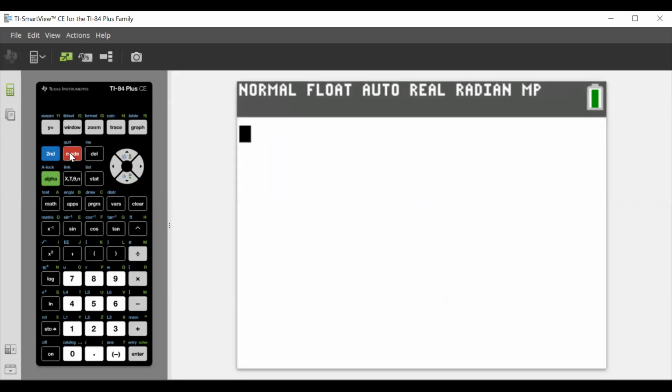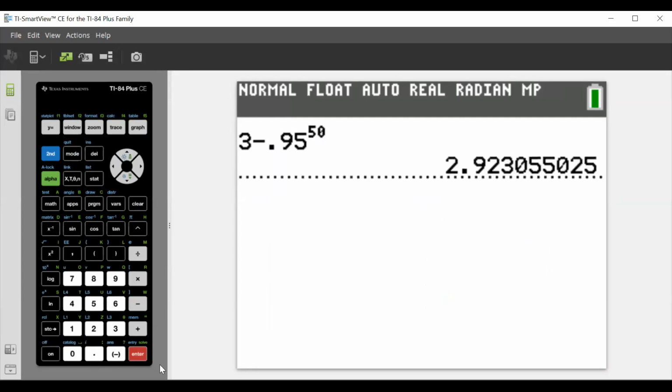All right, so let's go over here. Now what we had was 3 minus 0.95 raised to the power, and our first one was 50. If we write that down, we get 2.92305, and I forget how many decimal places now, but that's okay.